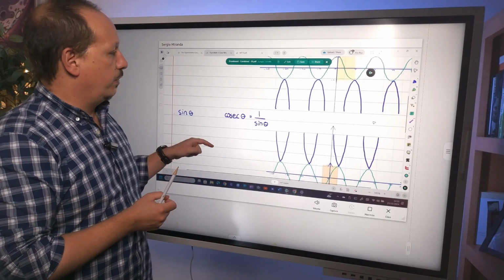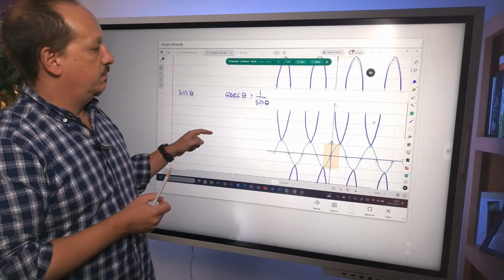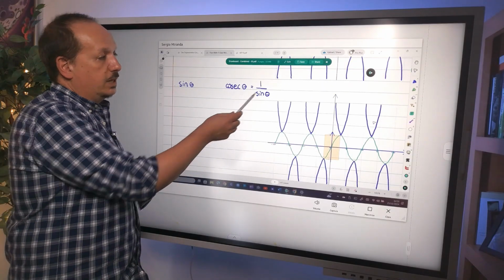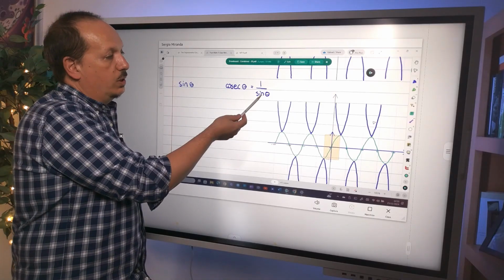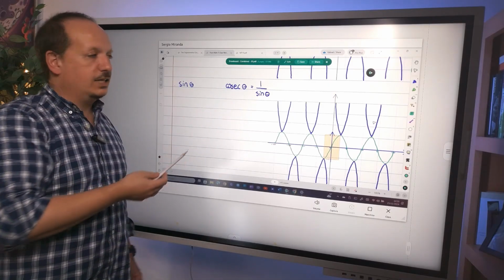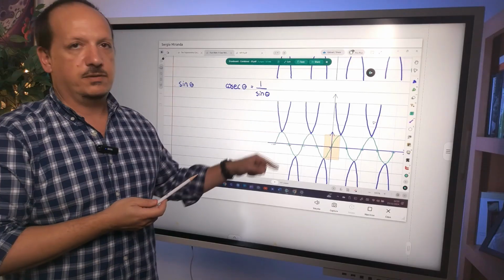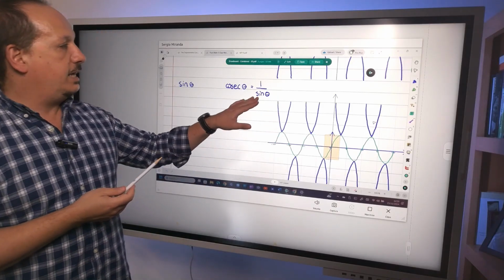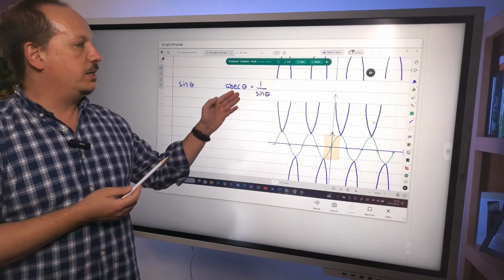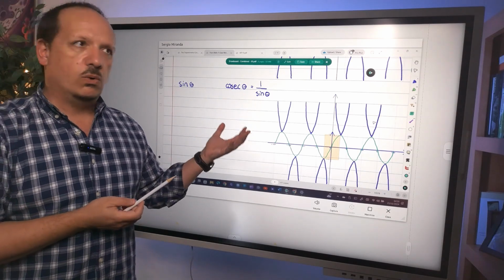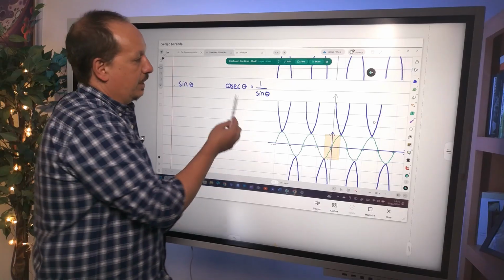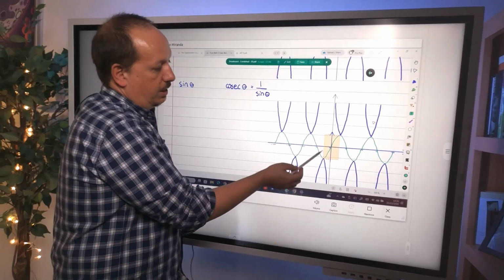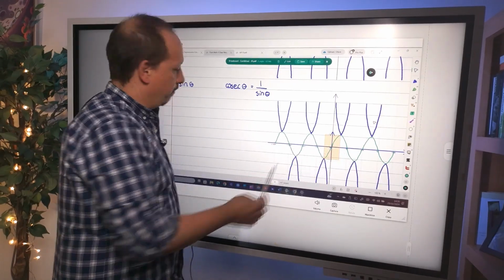Same thing goes for the sine, right? Again, as the value of the sine tends to 0, the value of the cosecant will tend to infinity, on either the positive or negative side. As the value of the sine tends to minus 1 or 1, so at pi over 2 or minus pi over 2, the value of the cosecant will also have these particular values.